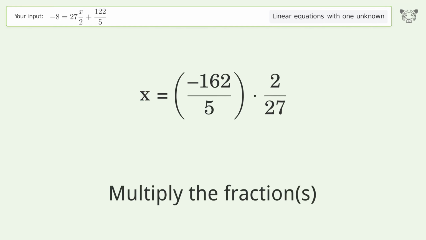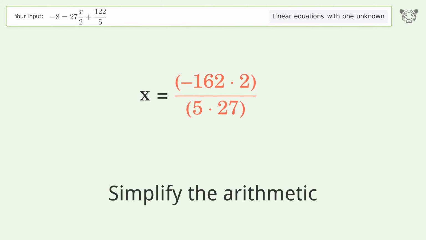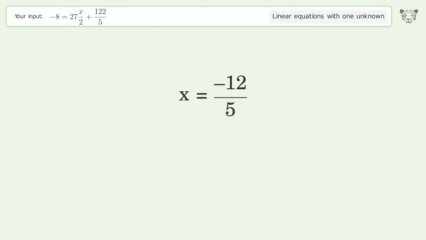Multiply the fractions. Simplify the arithmetic. And so the final result is x equals -12/5.